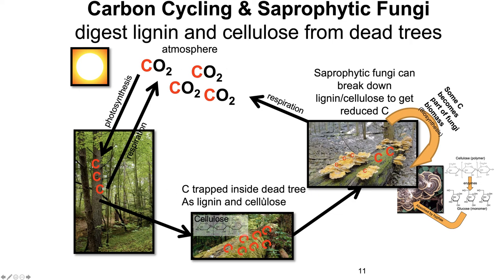And so what you've got here is carbon cycling. It's moving from the atmosphere into trees, back into the atmosphere. These trees are dying, and some of it's moving into fungi, and then from fungi back into the atmosphere. And so this is a carbon cycle.